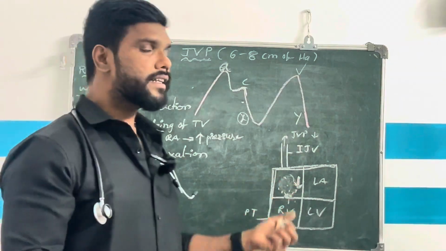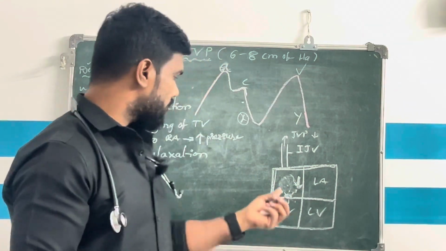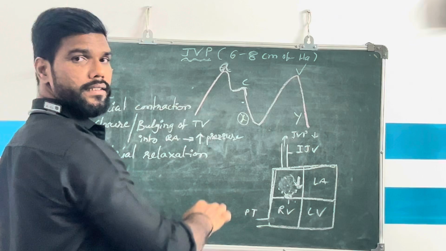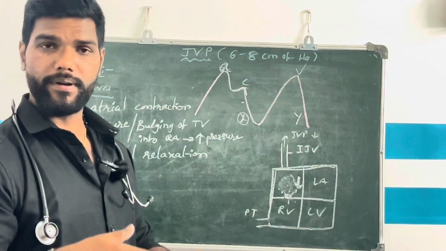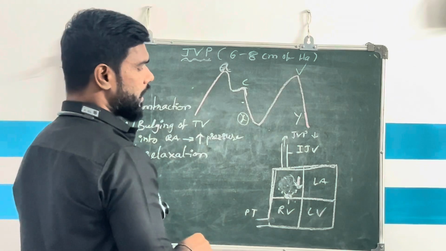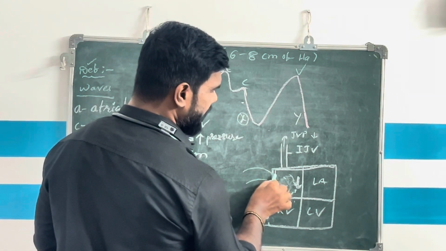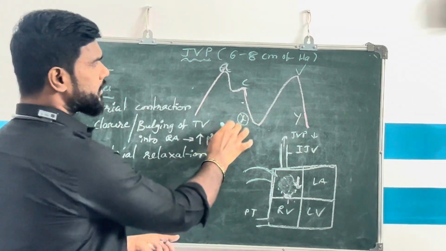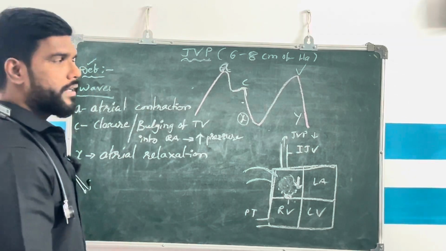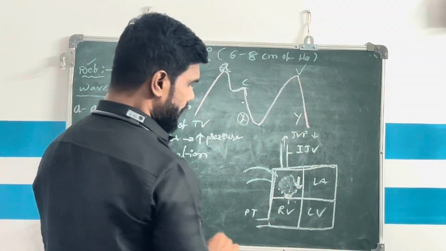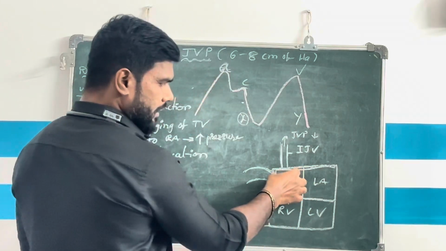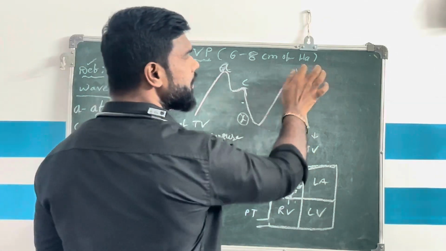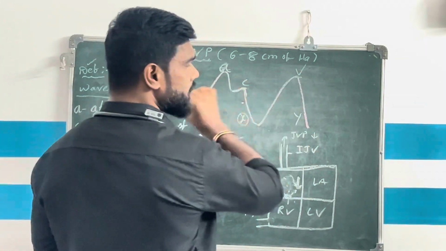What happened after the atrial relaxation? Again the atria is going to be filled with the blood. From where? The blood is coming from the inferior vena cava and superior vena cava. Next is the V wave. It's going to the positivity. Here after the atrial relaxation, the blood is going to be filled in the right atria, which is indicated by the V wave. Right? This is the V wave.